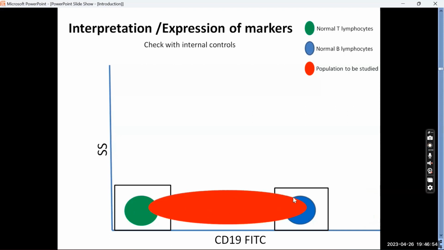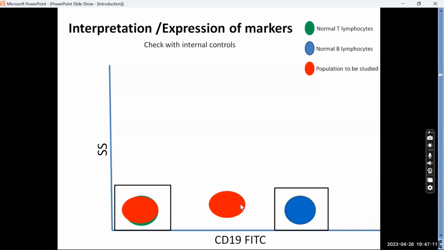Then, if the blast is falling in a very heterogeneous fashion, that is, it is traversing from the negative population area to the positive internal control area, then you call this variable or heterogeneous. And if you find blasts in two subsets, one subset falling in the negative region and one subset falling in the positive region in a dim fashion, you call this partial expression.